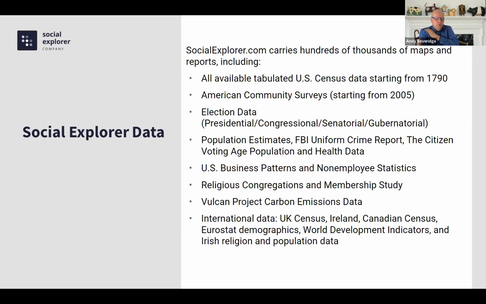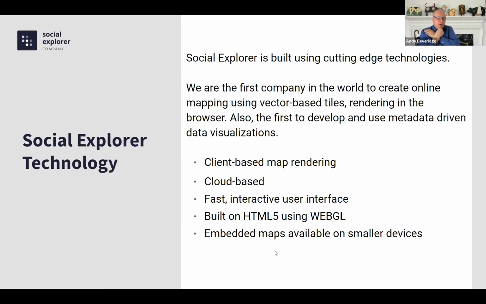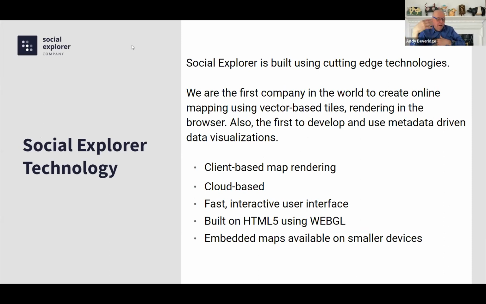So this shows you some of the other data sets we have, and they're growing all of the time. Go to the next slide, Jeff. And we built Social Explorer on our own technological base. We're the first company in the world to create online mapping using vector-based tiles, which are rendered in the browser. And we're also completely metadata driven. If you don't know what metadata is, you don't have to ask, but it basically means that we can set things up so that you get quite a lot of choice.